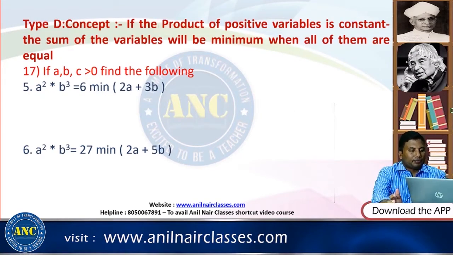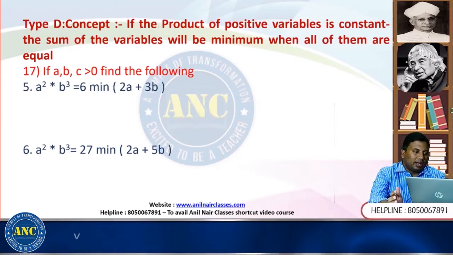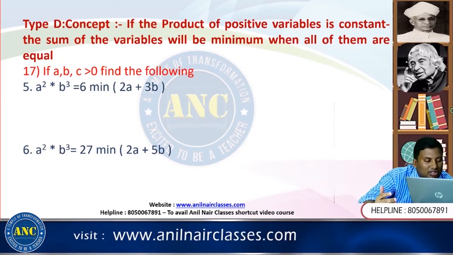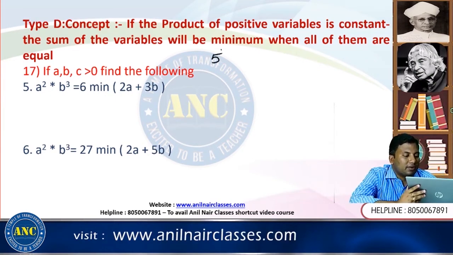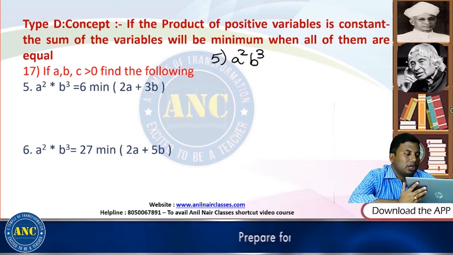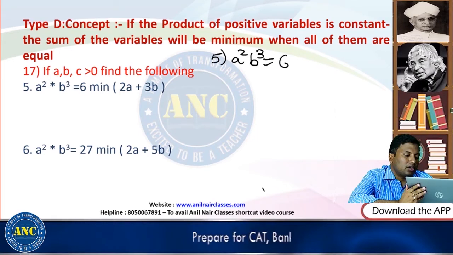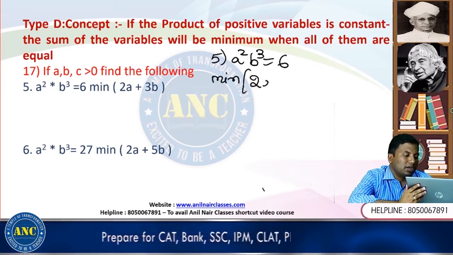Now, clear, right? Now, another advanced level question, 17th, 5 and 6. Fifth one I will solve. A square B cube equivalent to 6. Minimum of 2A plus 3B.